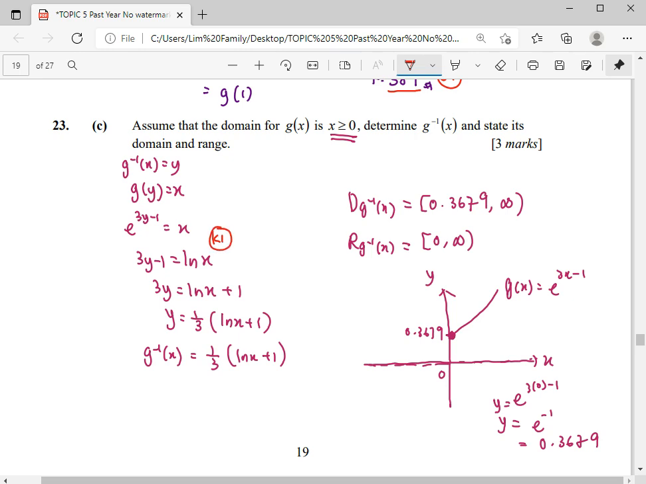Find the inverse here, concept and answer. Then for this, 1 mark. Domain of g inverse refers to the range. Range of g inverse refers to the domain of g. Okay.